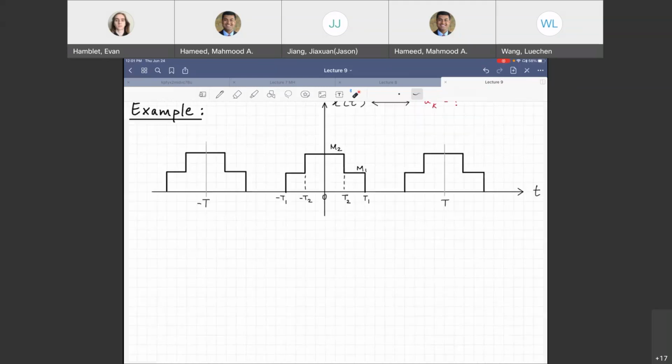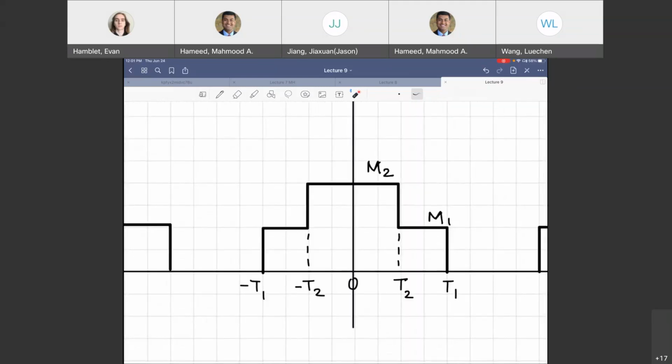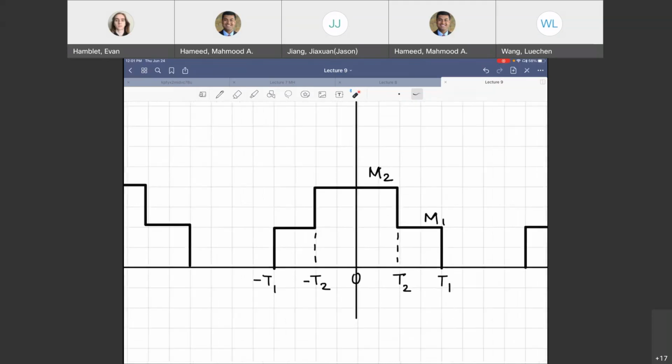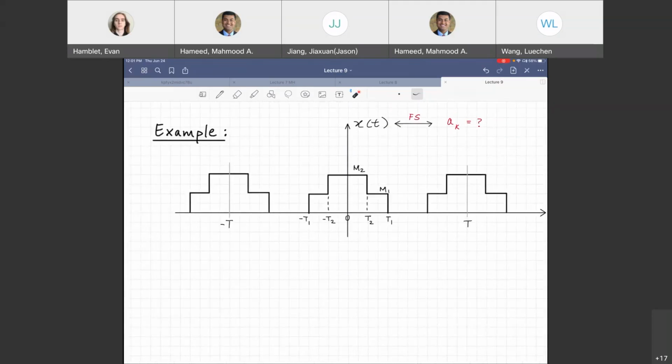Brilliant. So you see, one rectangle has height M1, the other has height M2. M1 is on from negative T1 to T1. M2 is on from negative T2 to T2, right? What is the time period for both of them? T. So the time period for both these signals is T, right?